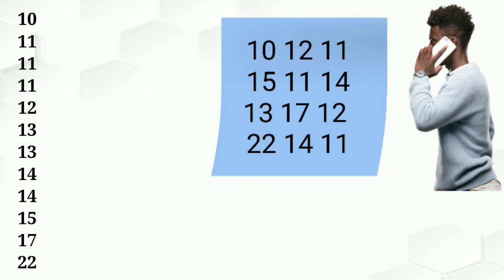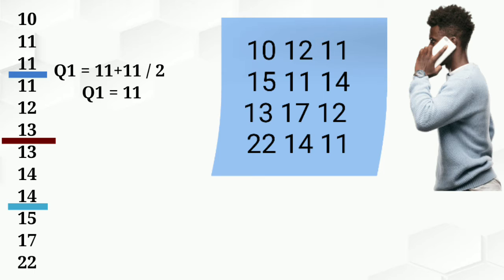First, we will find the halfway point of the data. So here it is. And then, we will find the median of the first half and second half. So Q1 is equal to 11 plus 11 divided by 2, which is equal to 11. And Q3 is equal to 14 plus 15 divided by 2, which is equal to 14.5.